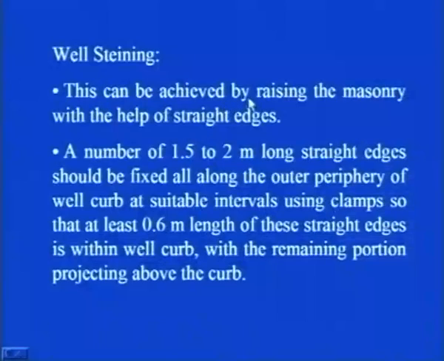This can be achieved by raising the masonry with the help of straight edges. So, when you raise the steining with the help of straight edges, the verticality of the well steining can be taken into account. A number of 1.2 to 2 meter long straight edges should be fixed all along the outer periphery of the well curb at suitable intervals using clamps, so that at least 0.6 meter length of these straight edges is within the well curb, with the remaining portion projecting above the well curb.